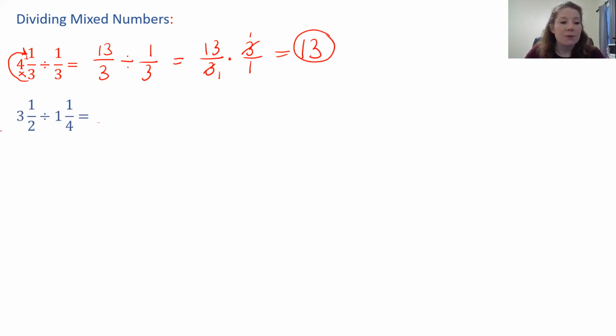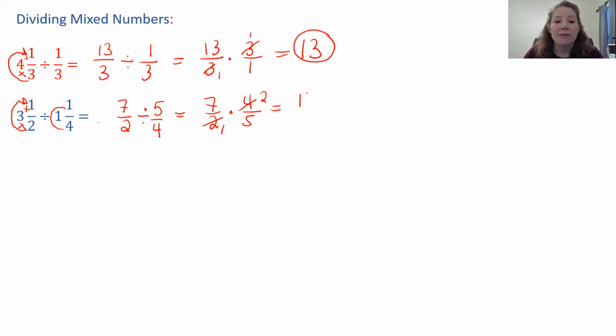All right, let's look at the next one. We're going to make both of them improper fractions. So 3 times 2 is 6 plus 1 is 7/2. And then 4 times 1 is 4 plus 1 is 5. So I convert everything before I keep it, change it, flip it. So now I'm going to keep it, change it, flip it. I can divide 2 by 2 and 4 by 2. Multiply straight across, I get 14/5. And now I want to know how many times will 5 go into 14?